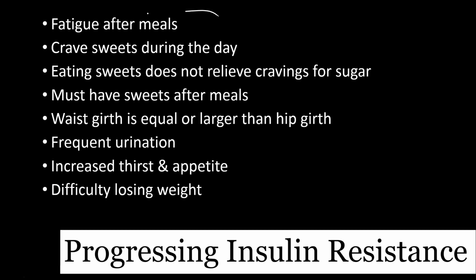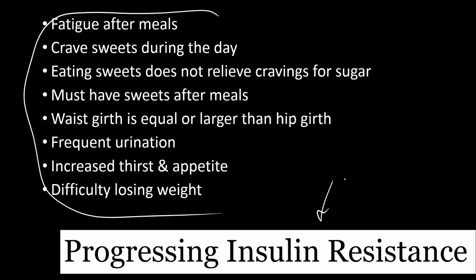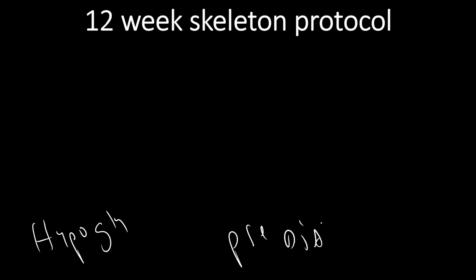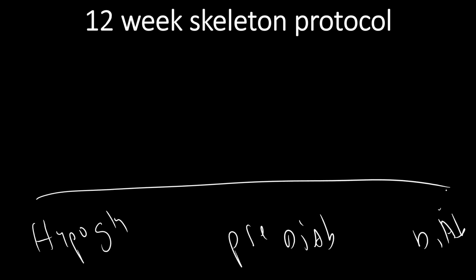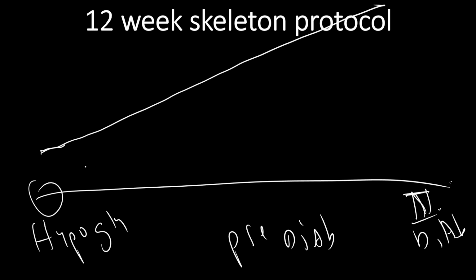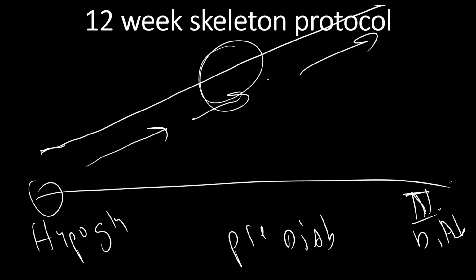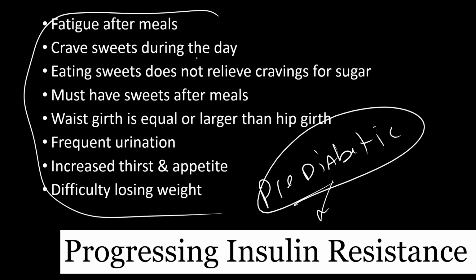So, okay, fatigue after meals, all these right here, this is a progressing insulin resistance, okay? So this is more what we call the pre-diabetic phase. Let me see if I can clear this up just a little bit. Okay, so we have hypoglycemia here, we have pre-diabetic here, and we have diabetic here. So what happens is when you have a type 2 diabetic, they always started here. Your insulin resistance is a progressive spectrum. In other words, it gets worse and worse and worse, people move out of hypoglycemia into pre-diabetic, into diabetic. So depending on where you catch the person on the scale, that's the reason why we say a progressing insulin resistance, because it's now past this stage and it's going that way.